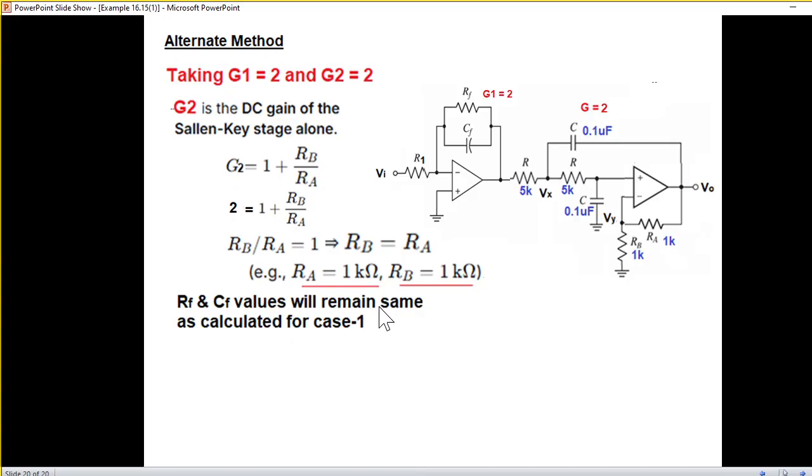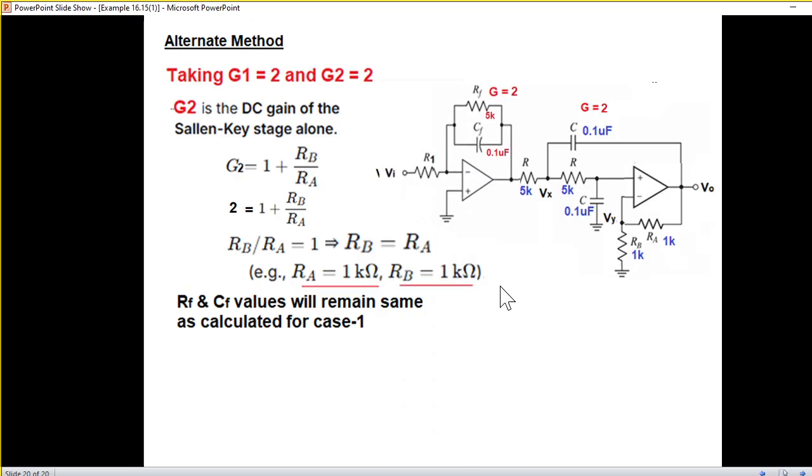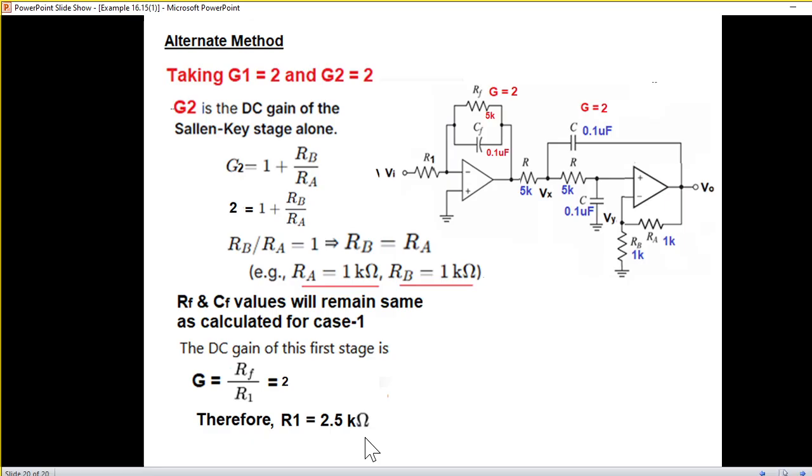And the RFCF value will also remain same as calculated earlier. So here also we'll have only the RF is 5K. Therefore, R1 has to be now different, the ratio cannot be 1. Here G is 2. RF over R1 has to be 2. RF is 5K. Therefore, R1 has to be 2.5K.